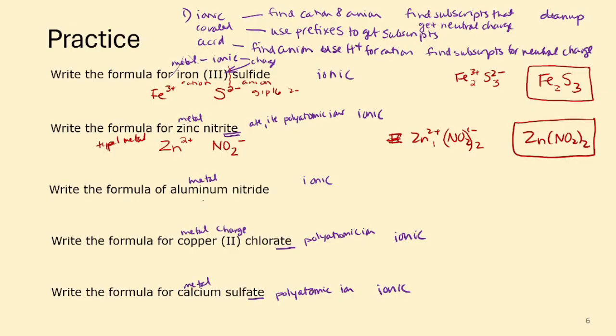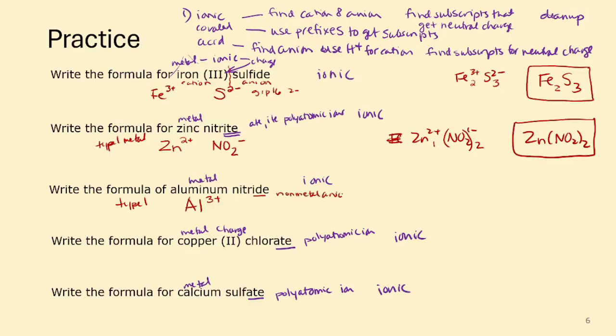All right, the next one, aluminum nitride. So this is a metal. It's clearly a type 1 metal because there's no charge given. So it's aluminum. I have to look up what its charge is. For aluminum, it's always 3+.